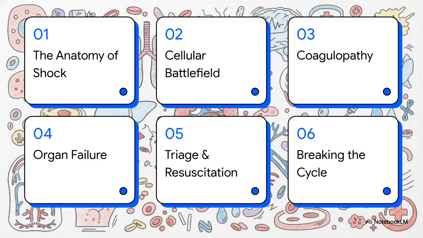We'll be hitting 1. The anatomy of shock, 2. The cellular battlefield, 3. Coagulopathy and microthrombi, 4. Organ failure and hypoperfusion, 5. Triage and resuscitation, and finally, 6. Breaking the vicious cycle. Let's get into it.